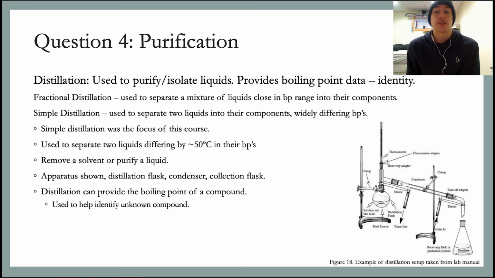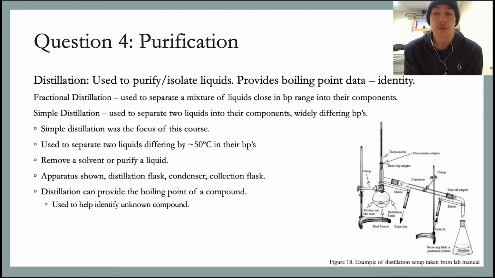The second method of distillation, and the only one practiced throughout this course, was simple distillation, in which you separate 2 liquids into their components based on their boiling points. This is generally used for liquids with widely differing boiling points, such as around 50 degrees Celsius. This distillation can be used to remove a solvent from a solid or a liquid, or it could be used to purify a liquid by boiling it off and collecting it.